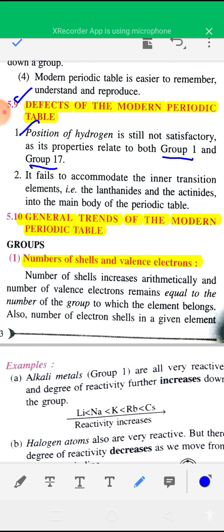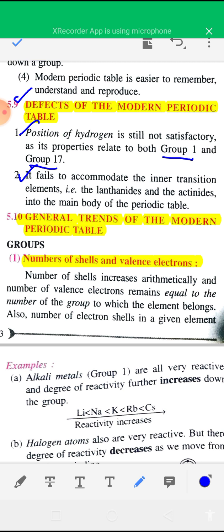And the next defect is that it fails to accommodate the inner transition elements, that is lanthanide and actinide elements, into the main body of the periodic table. The modern periodic table fails to accommodate the inner transition elements, that is lanthanide and actinide elements, into the main body of the periodic table. These are two defects of the modern periodic table.